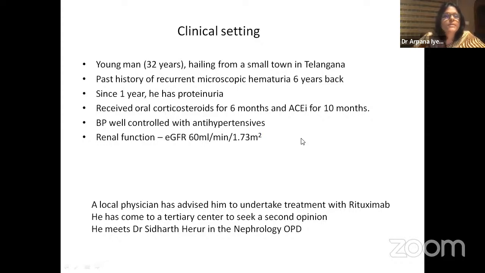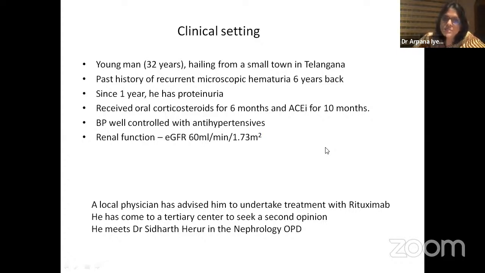So let me just begin with a clinical setting: a young man, 32 years of age, hailing from a small town in Telangana, has had a past history of recurrent microscopic hematuria over 6 years. And since 1 year, he has also had proteinuria in the range of between 1 gram and 2 grams per day. He has received oral corticosteroids for about 6 months and has also been on ACE inhibitors for about 10 months. BP is well controlled with antihypertensives, and renal function is, as you see here, the eGFR is 60 ml.